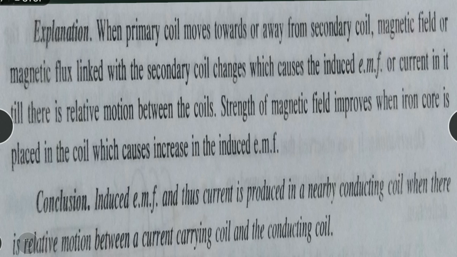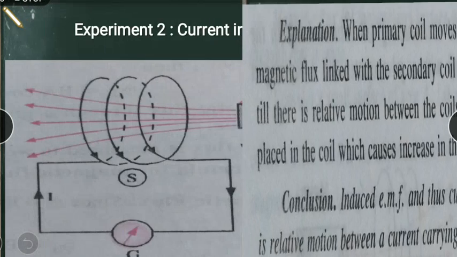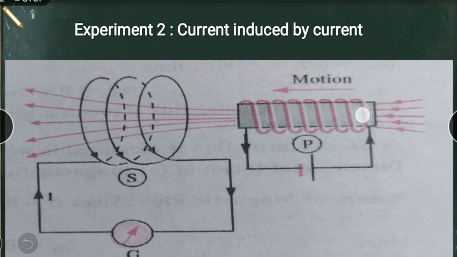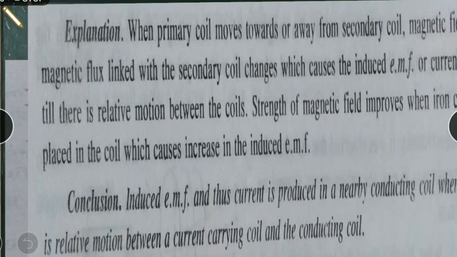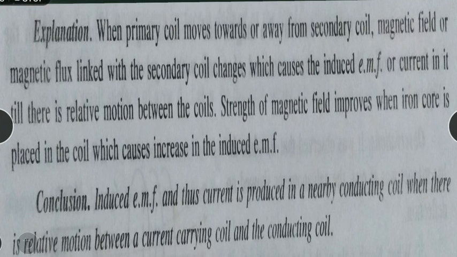Okay, that is what I have just explained. The strength of the magnetic field increases when an iron core is placed in the coil. So if the core is replaced by an iron core, then the magnetic flux linked with the coil increases, hence the EMF will be increased.